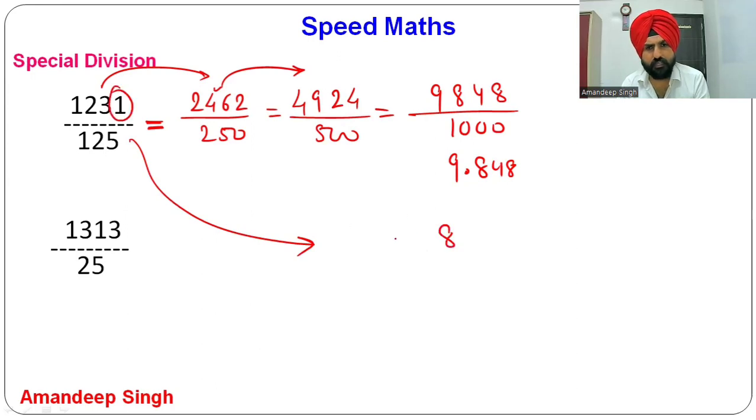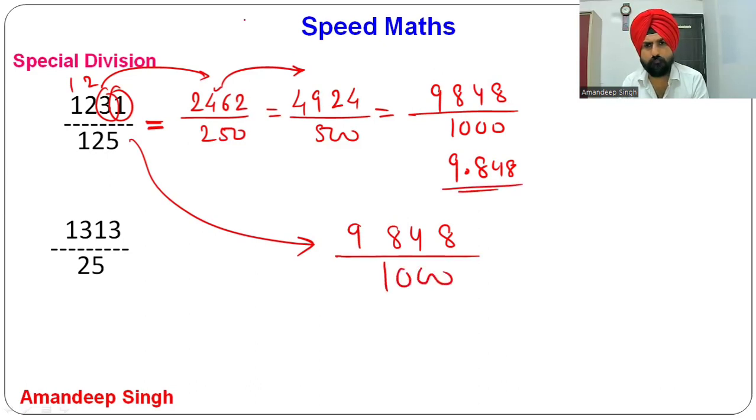Or what you can do, you can directly multiply by 8. So 8 ones are 8. 8 threes are 24, carry over 2. 8 twos are 16 plus 2 is 18, carry over 1. 8 ones are 8 and 1 is 9. So 9848 divided by 1000. This gives you 9.848, right?